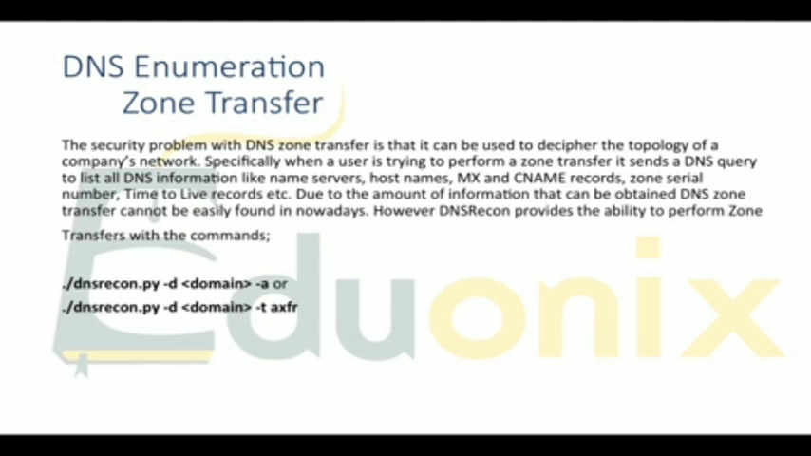Due to the amount of information that can be obtained, DNS zone transfers can't easily be found nowadays. However, DNSRecon provides the ability to perform a zone transfer, providing it's allowed in the first place. So the syntax for that is below: dnsrecon.py -d for domain, and then -a or -t axfr. I would try and have a play with that. There's no demonstration, purely because I couldn't find a domain that would allow me to do a transfer. You could set one up privately on your network to have a play with though.